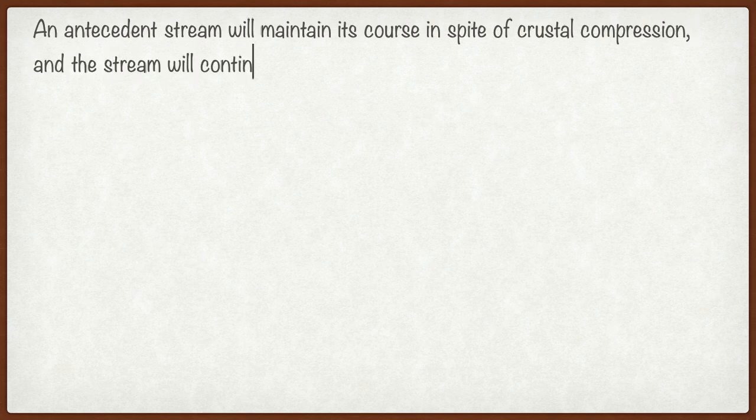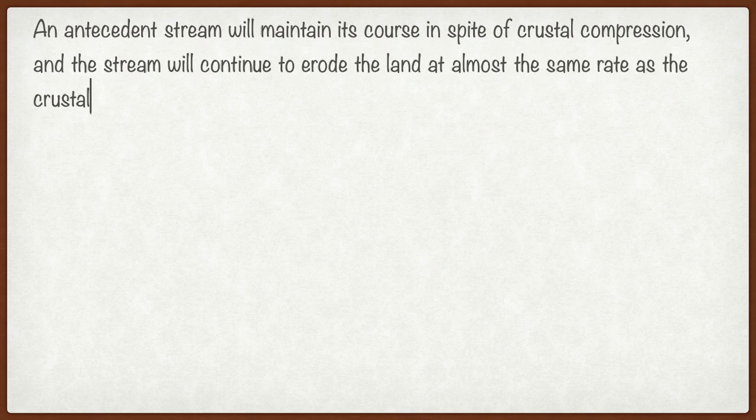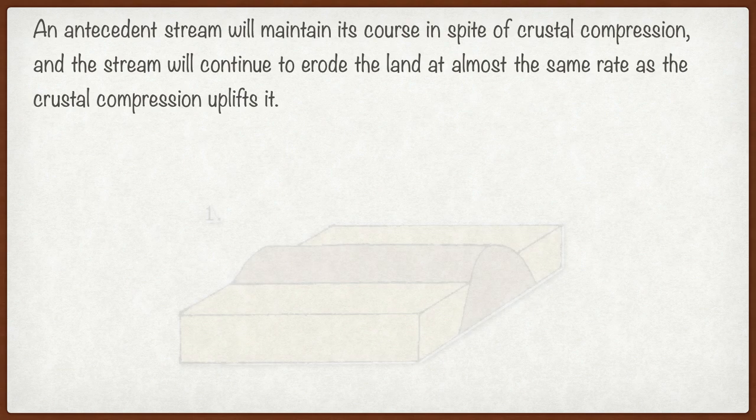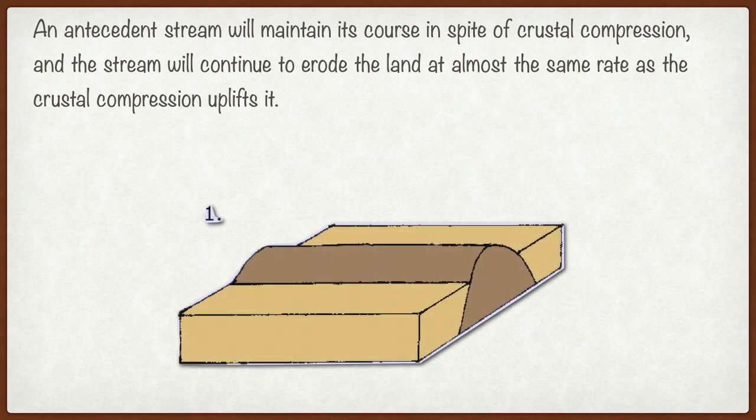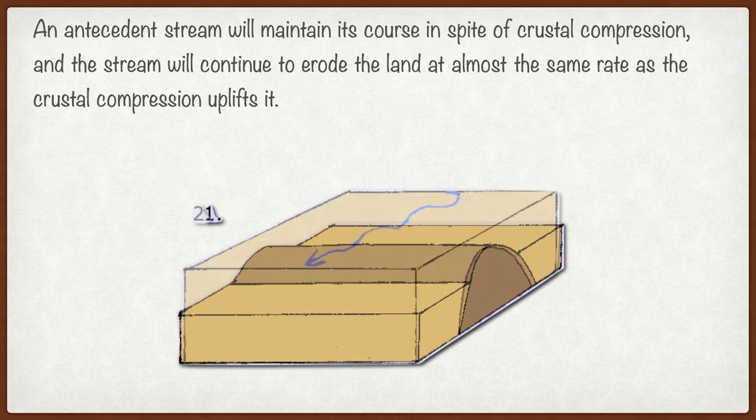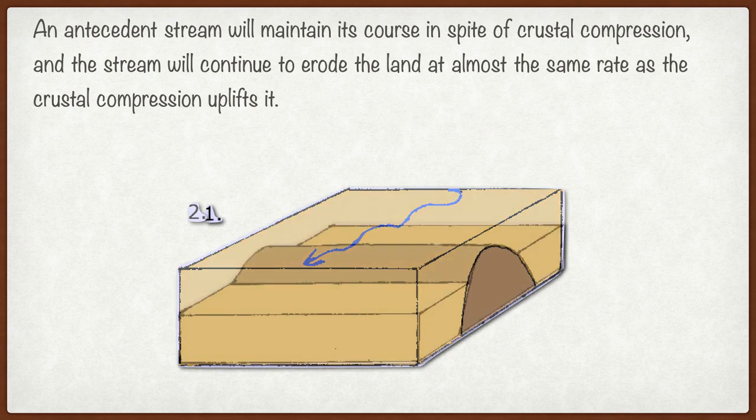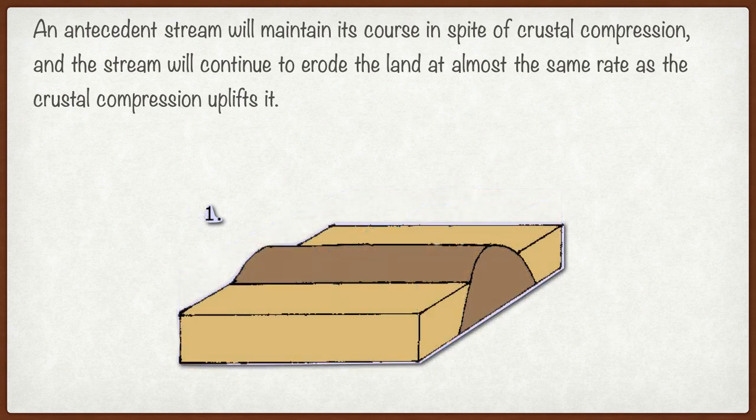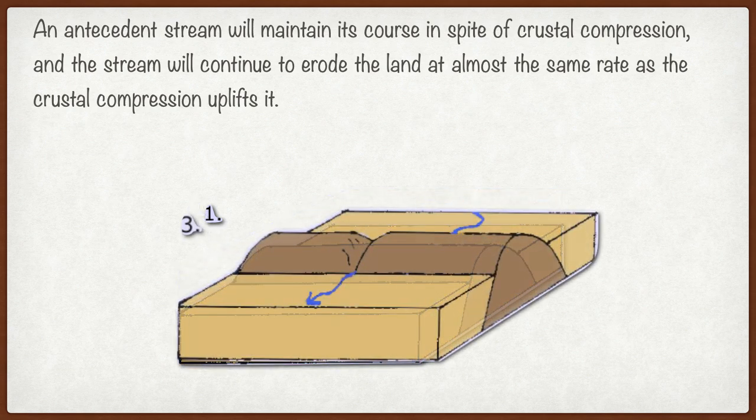The stream will maintain its course in spite of crustal compression, and the stream will continue to erode the land at the same rate that compression occurs. And so remember, compression is a slow process, as you see here illustrated, and then what happens is this: as it is compressed, the river now cuts through that landscape, and then it preserves its pattern. And so in this way then, as the landscape changes, the river matches that, and the landscape doesn't influence the flow of the river. The river maintains its particular flow.